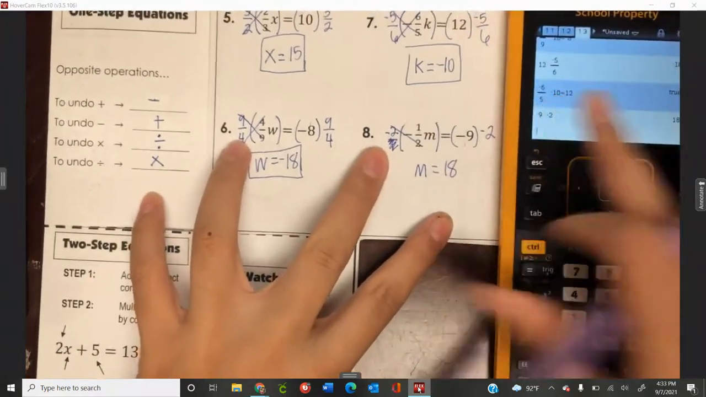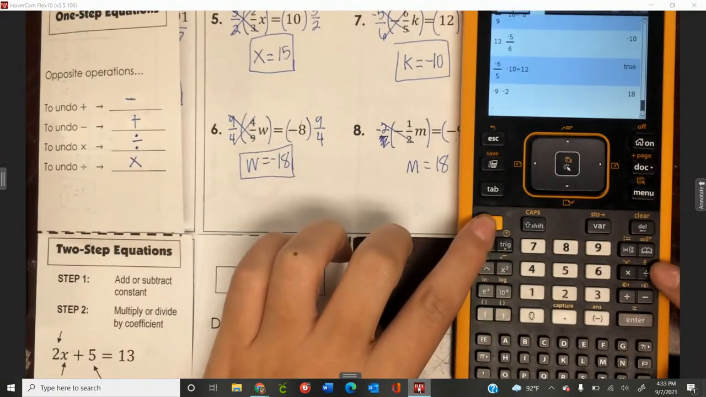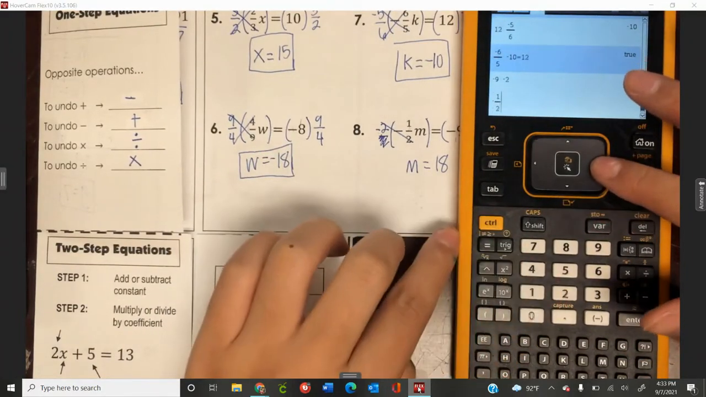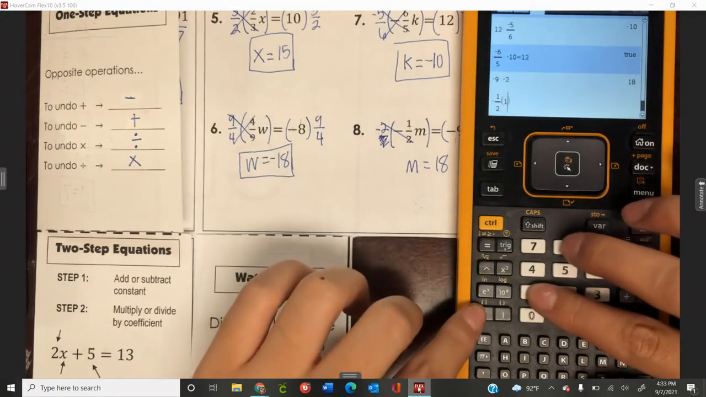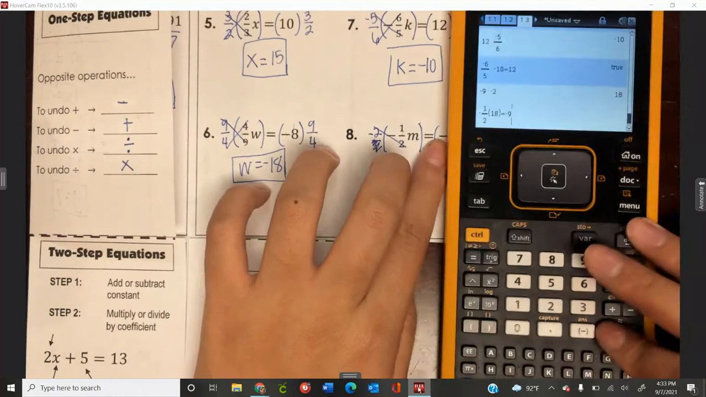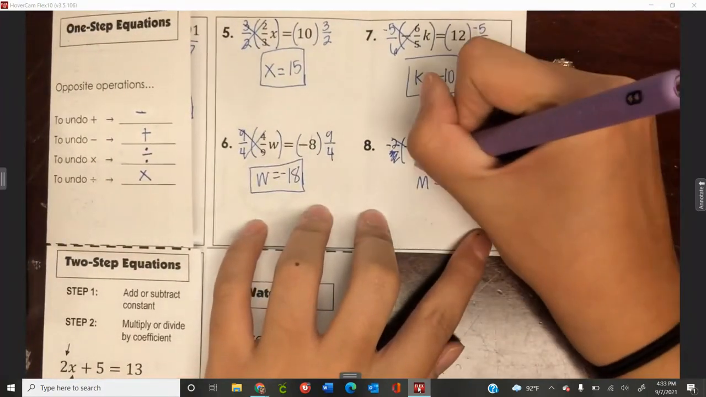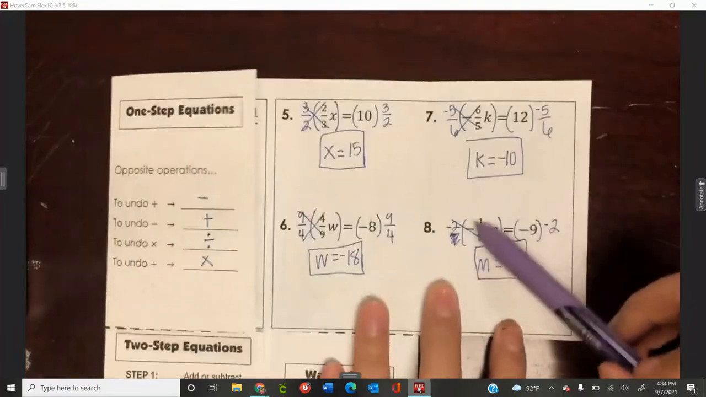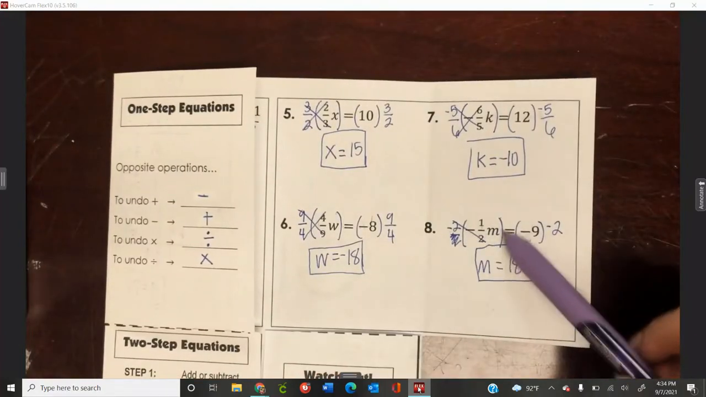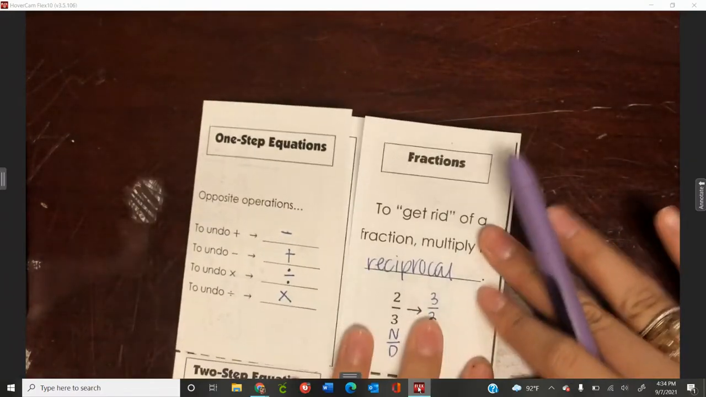So to check our answer here, we are going to take negative, control divide, 1/2, and then we want to multiply this by 18, and this should equal negative 9. And here it returns true, so m equals 18 is my answer. Now, the reason why we multiplied by the reciprocal here is to go ahead and cancel out the fraction, just in case that wasn't clear.